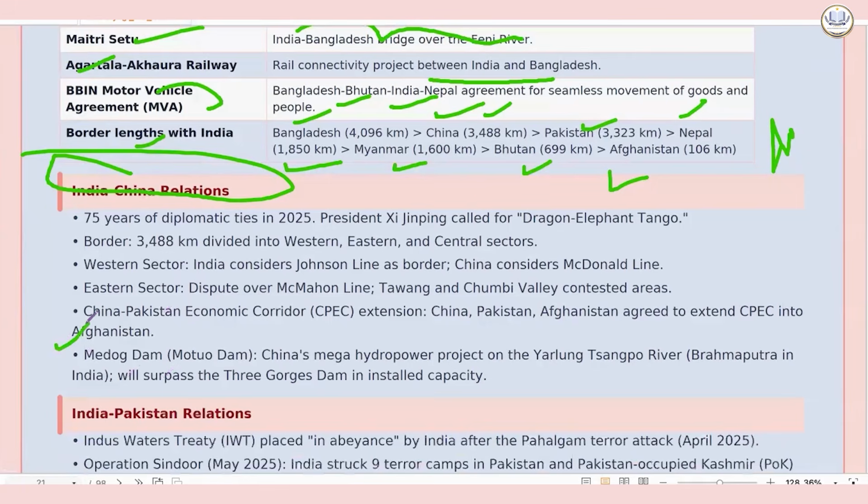Then the Medog Dam, that is the Motuo Dam, China's mega hydropower project on the Yarlung Tsangpo River, the Brahmaputra in India, will surpass the Three Gorges Dam in installed capacity.